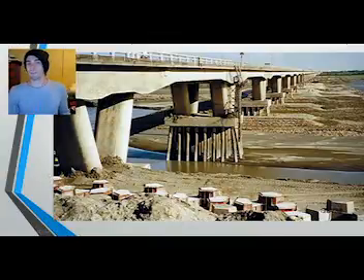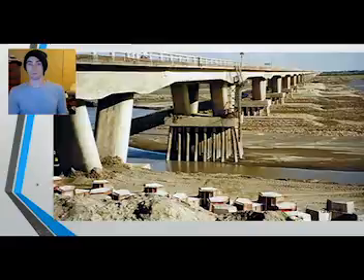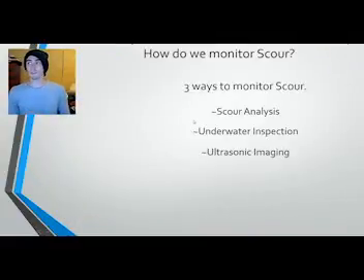So if scour on a bridge is so important, you may now be wondering how we monitor bridges for the progression of scour. And we do this in three major ways. One is a scour analysis, two is an underwater inspection, and three is ultrasonic imaging.